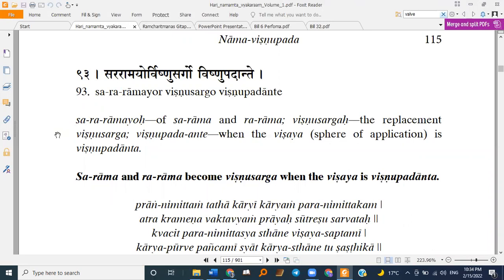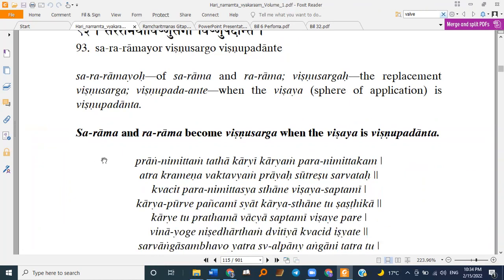The last letter of Vishnupada. Yeah, the last letter of a Vishnu Pada. And we learned in the last sutra what is a Vishnu Pada. So Vishnu Pada means Prakriti and Pratyaya together is a Vishnu Pada. So Sa Rama and Ra Rama become Vishnu Sarga when the Vishaya is Vishnu Padanta.